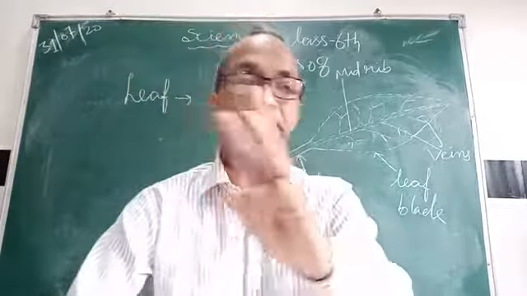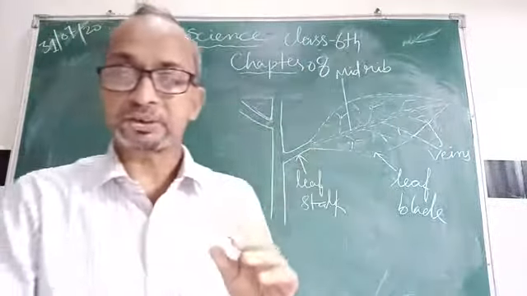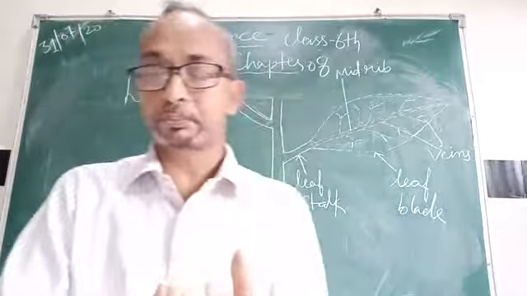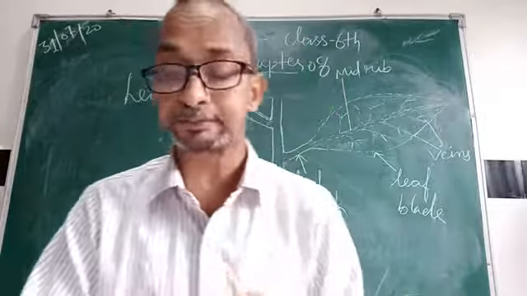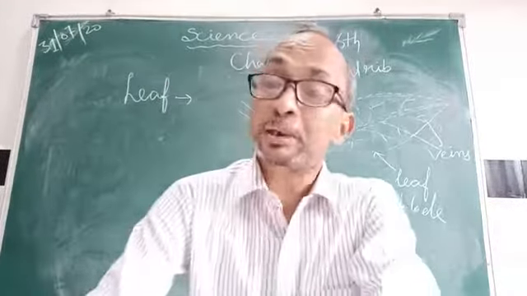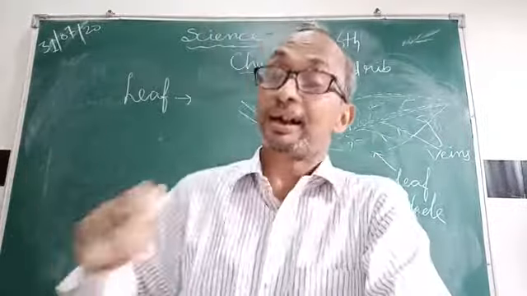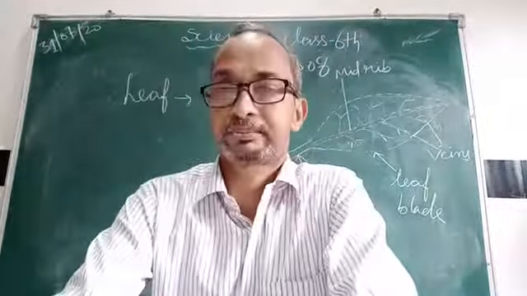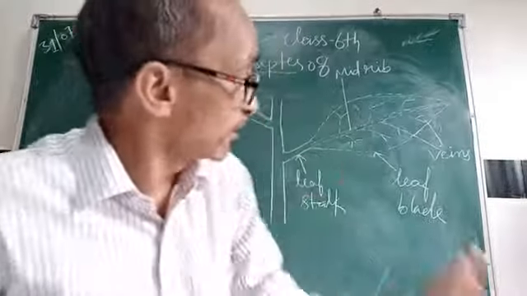So three functions of the plant leaves. First, leaves make food by the process of photosynthesis. Second, leaves get rid of excess water from the plant. And third, the leaves carry out the process of respiration. These are the functions of the leaves.